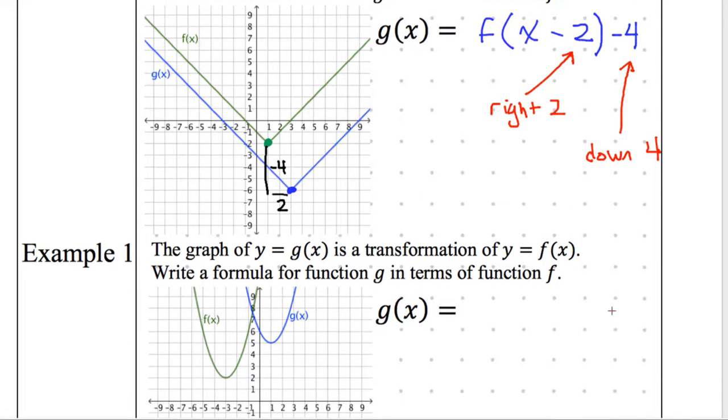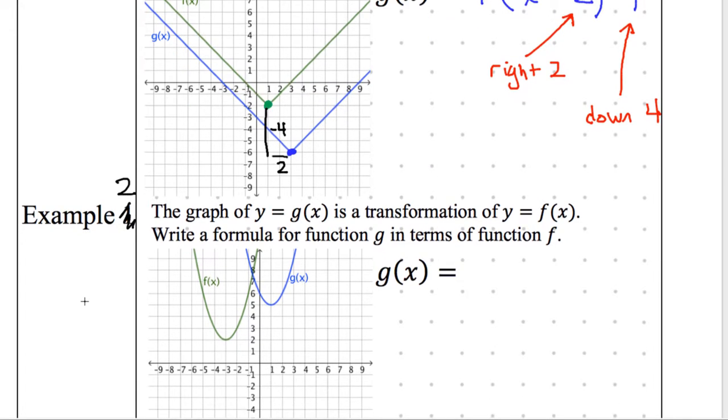Let's try another one. This should say example 2. Please go ahead and scratch out that one. That's an error, but I found it before you did. I should have let you guys catch it. Sorry.